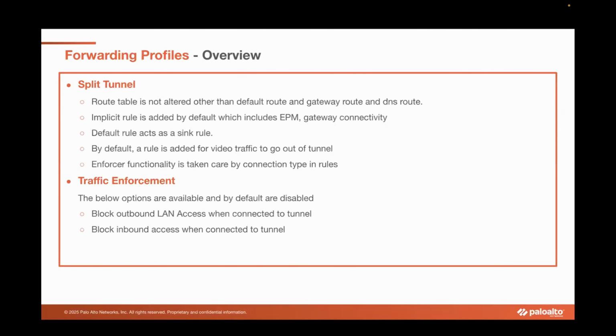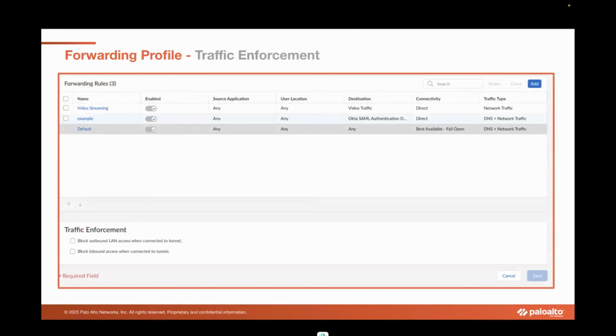And of course, the traffic enforcement. You can configure disable local subnet access, the endpoint traffic policy enforcement, and also the enforcer configuration from the forwarding profiles. This is an example, a screenshot of the configuration where you have the traffic enforcement that we can configure. Video streaming is configured to go via the direct interface, and some SAML authentication via the direct interface, and everything else goes via the tunnel, right? And that's how the configuration is.